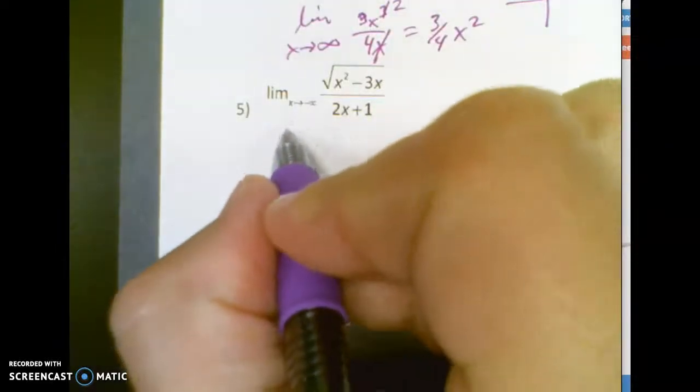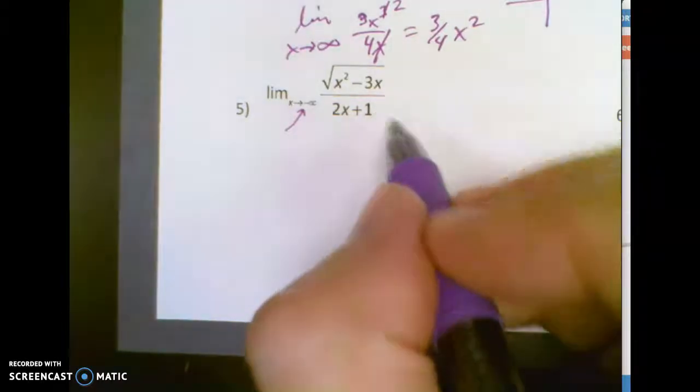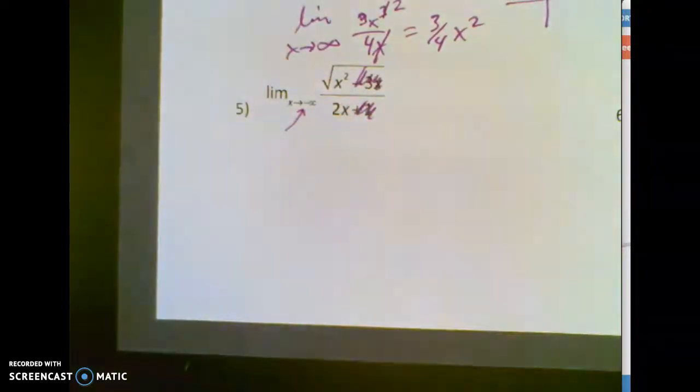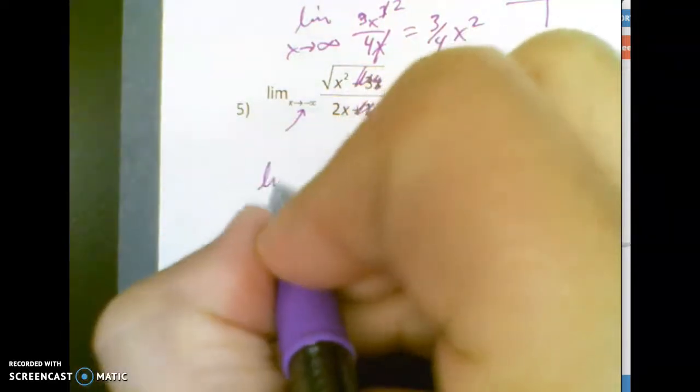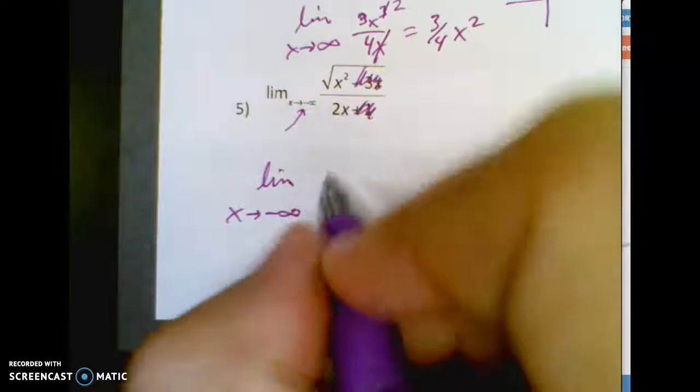Then we go down here, check this one out. See how I'm careful on this, how I'm going to negative infinity on this one. So the problem's going to look the same, right? The 1 doesn't mean anything. The minus 3x doesn't mean anything. It's going to approach negative infinity.